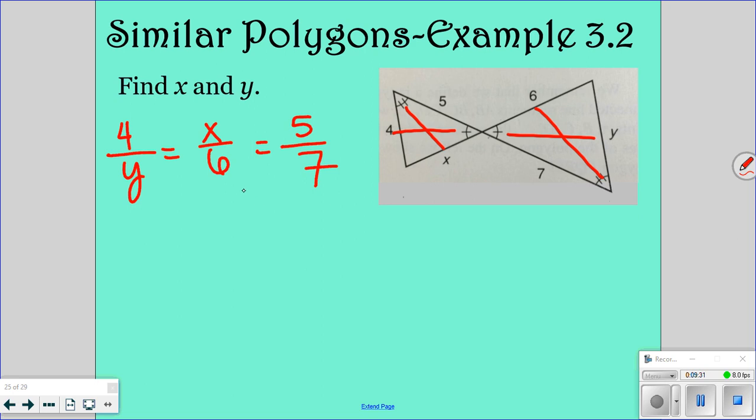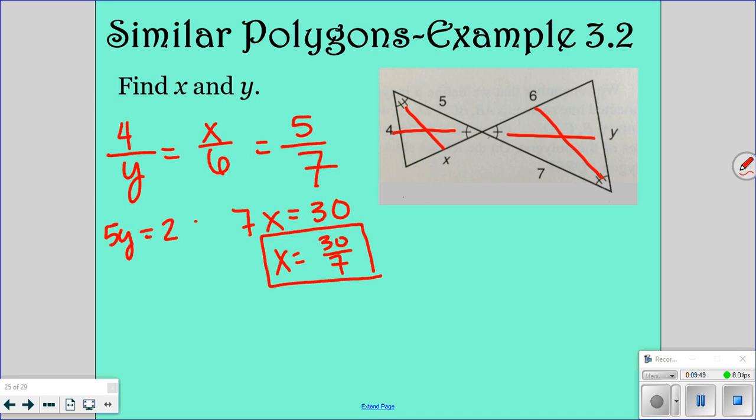So if I pick these last two, I would have 7x equals 30. And so x would equal 30 over 7. And then if I solve for y, I'll have 5y equals 28. So y would equal 28 over 5. So that would be how you can find x and y. Hopefully you kind of remember doing that from a previous year in math.